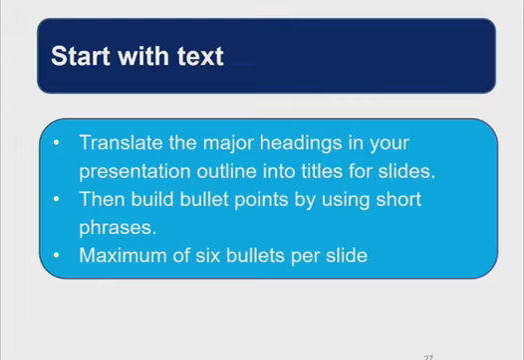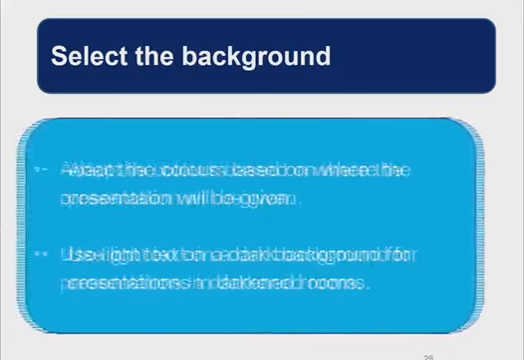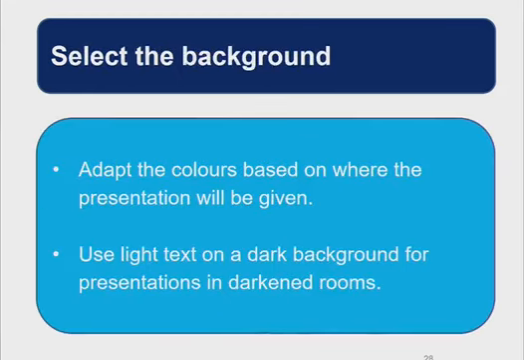So you'll start off with a text. You translate the major headings in your presentation outline into titles for slides. Then what you do is bold bullet points by using short phrases, and remember please, only a maximum of 6 bullets per slide. Then you need to select a background. So adapt the colors based on where the presentation will be given. Use light text on a dark background for presentations in darkened rooms.